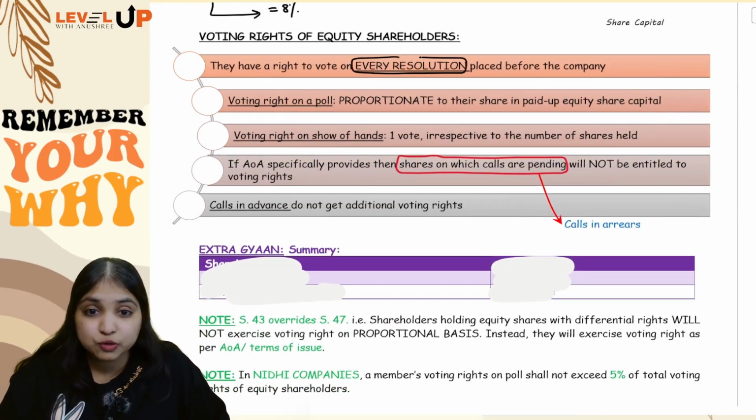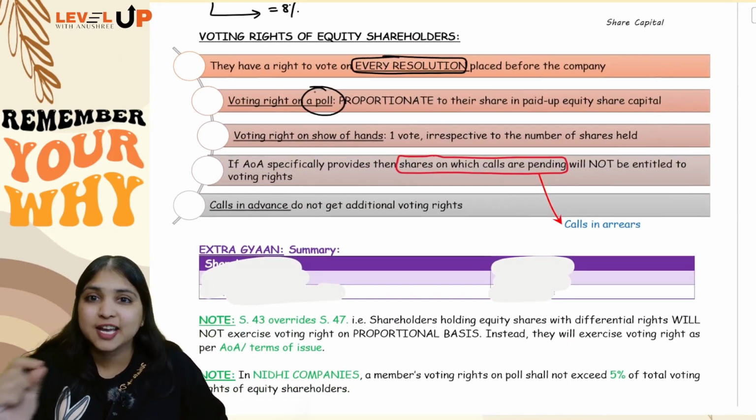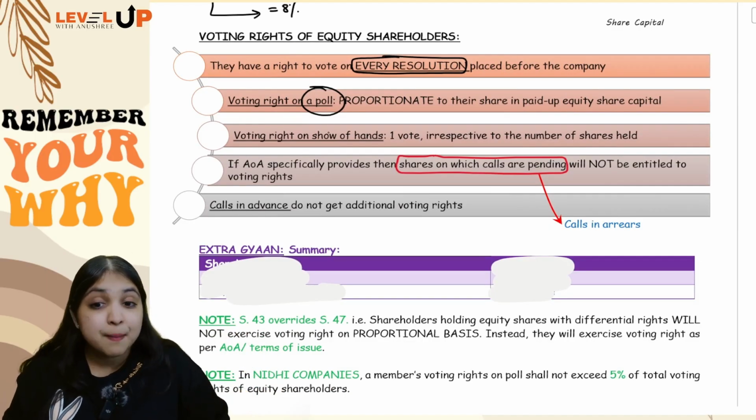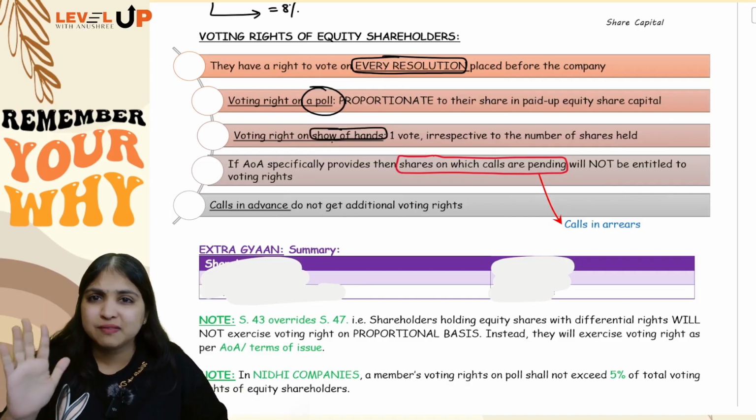Okay, then we spoke about equity shareholders. They can vote on every resolution. If voting is by poll, each share will get 1 vote, which means the more shares I have, the more votes I will get. But if voting is by show of hand, then one member will get only one vote.